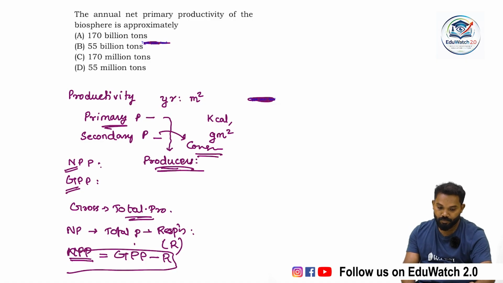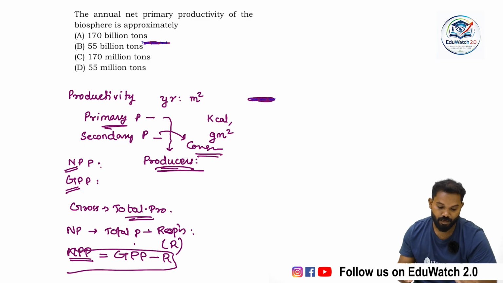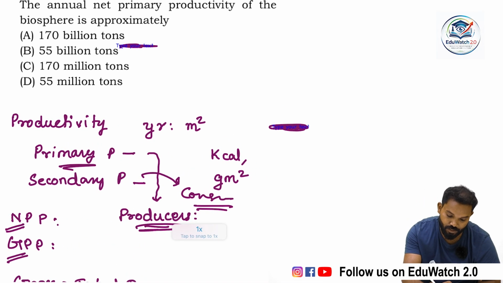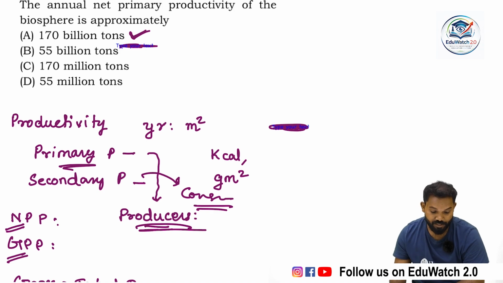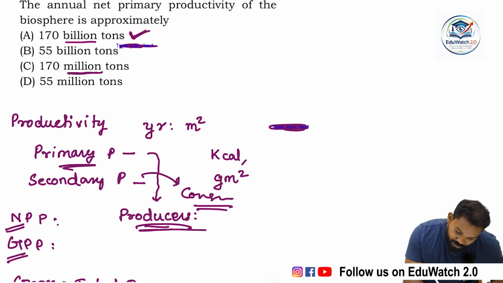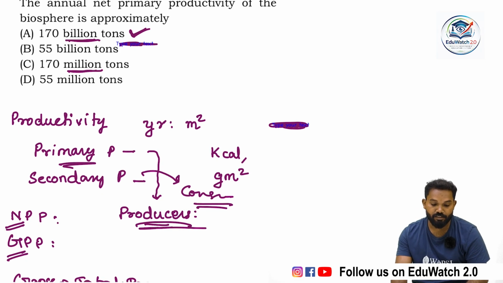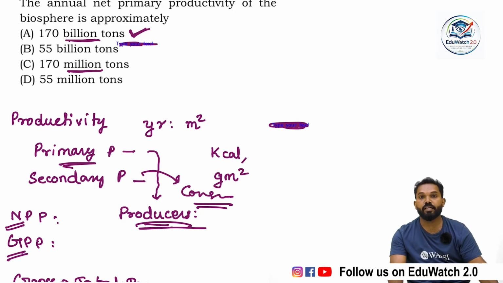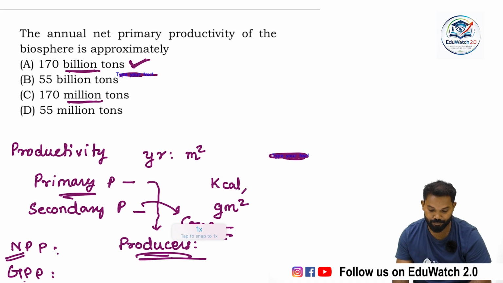According to NCERT, the annual net primary productivity of the biosphere is approximately 170 billion tons. That means producer level production in a year is a huge quantity, 170 billion tons. Not million, it is 170 billion, 100 crores. So 170 billion tons of annual net primary productivity takes place in the biosphere. It's an approximate value. So the answer is A.